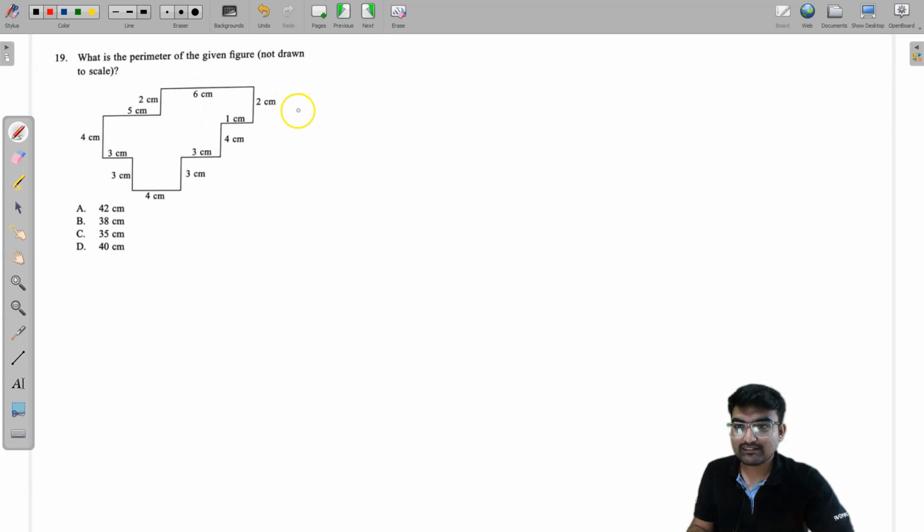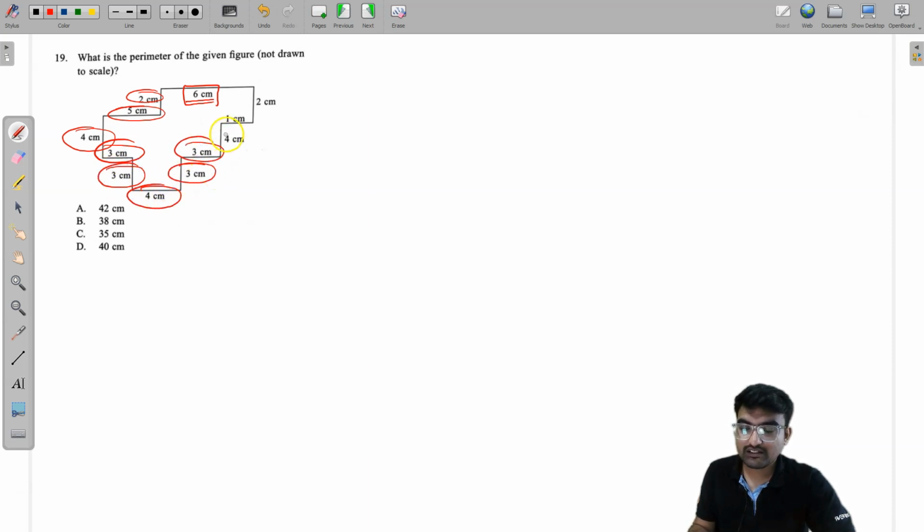Question number 19. What is the perimeter of the given figure? Now what is the perimeter? Perimeter is the sum of lengths of all the sides, right? So let's solve that. I'll add all the sides. 6 plus 2 is 8, 8 plus 5 is 13, plus 4 is 17, plus 3 is 20, 23, 27, 30, 33, 37, 38 and 40. So 40 centimeters is the perimeter of the given figure, right? Let's solve the next question.